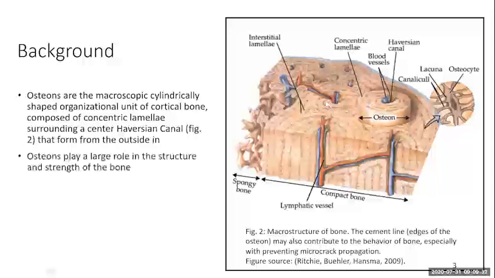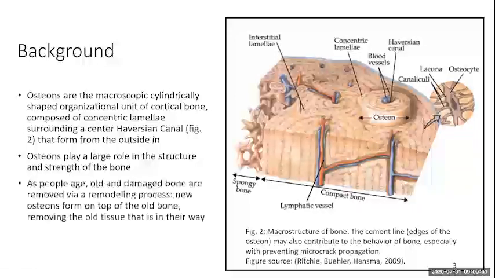And osteons are responsible for bone's resistance to fractures and damage. As people age, they do accumulate microfractures and damaged bone, and that bone is replaced via a remodeling process where new osteons form on top of the older bone.